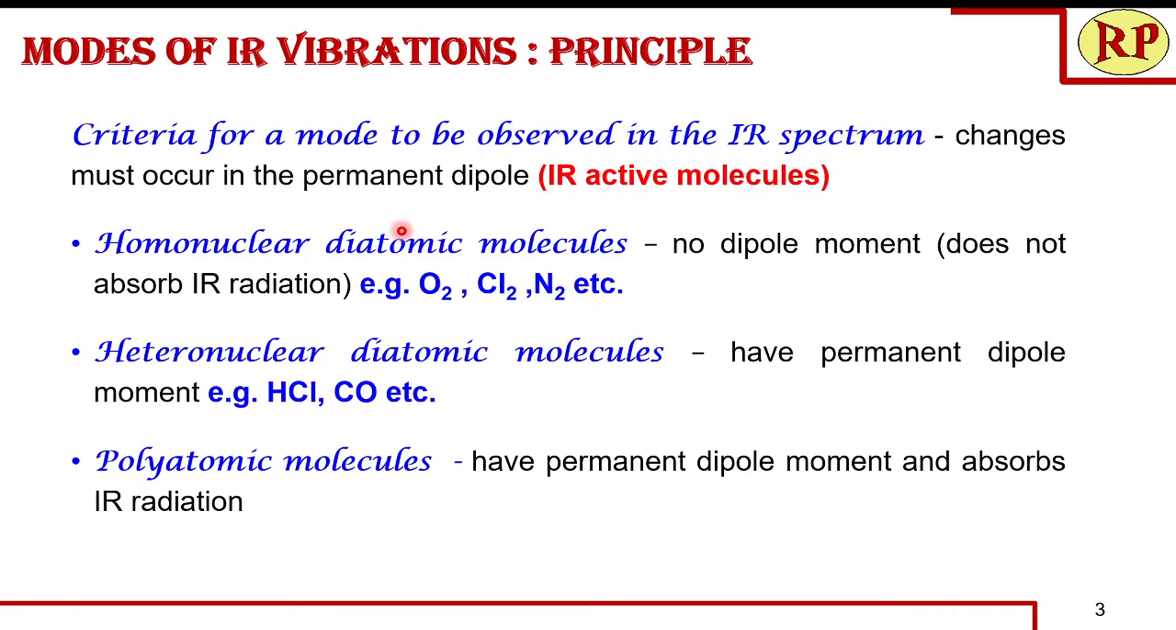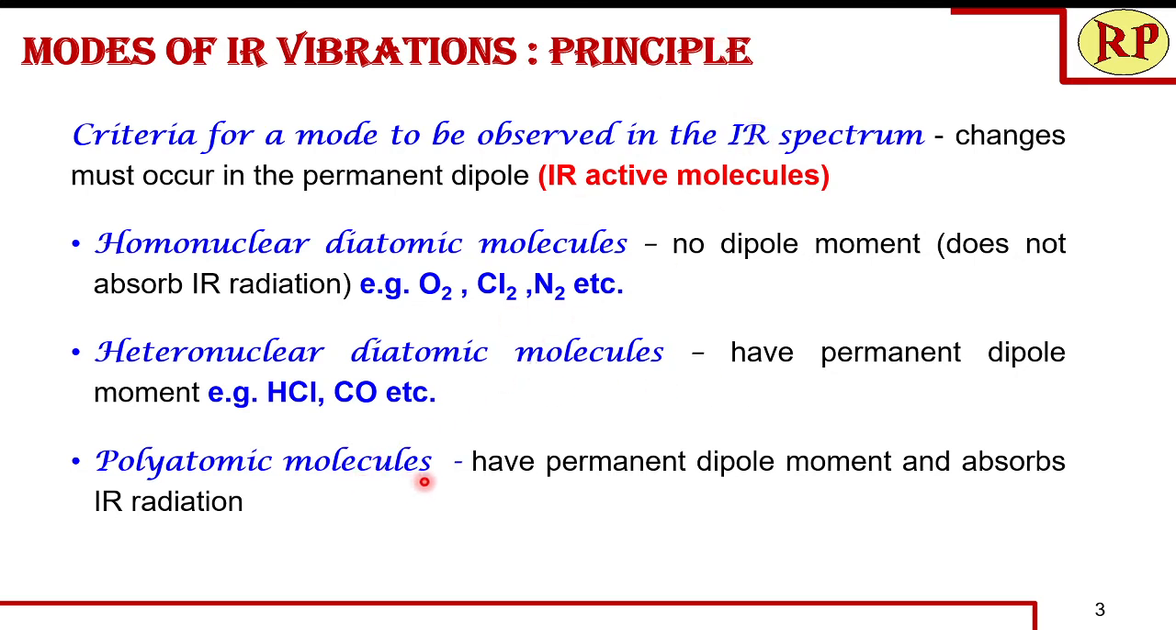First, let us understand the criteria for a mode to be observed in an IR spectrum. That is, when a molecule will be IR active. When we have a permanent dipole in a molecule, then it can absorb IR radiation. Homonuclear diatomic molecules like oxygen, chlorine, nitrogen will not have any dipole moment and will not absorb any IR radiation. But heteronuclear diatomic molecules like HCl, CO, etc., will have a permanent dipole moment, and it will absorb some IR radiation and show a peak in the IR spectrum.